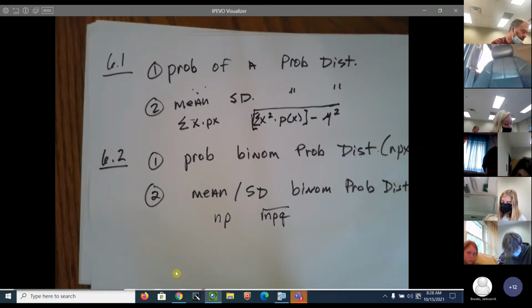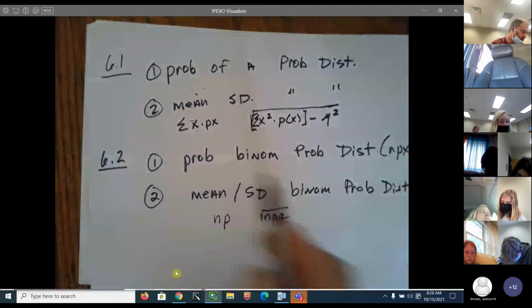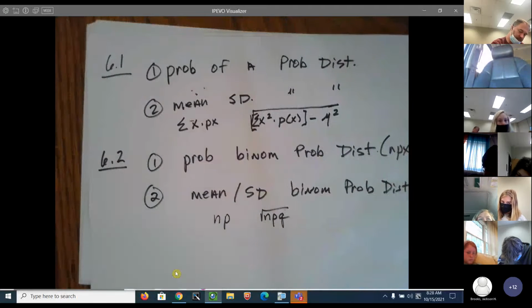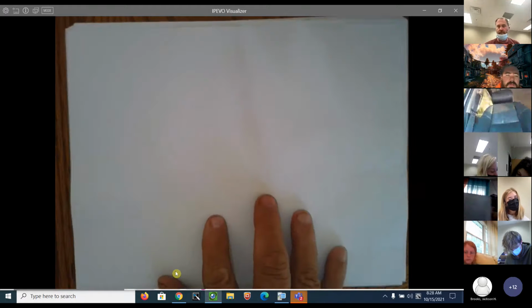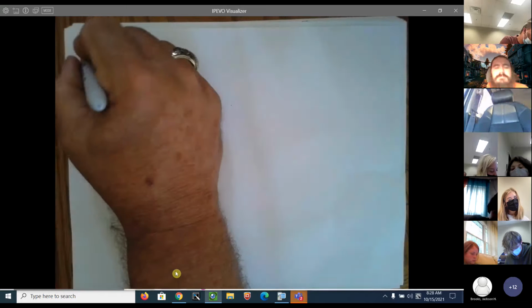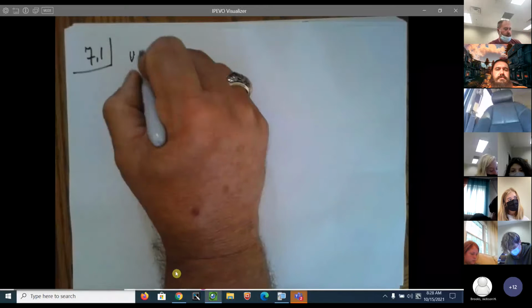And the probabilities, we just either added them up or picked them out of the chart or the table. So that's 6.1 and 6.2. Now, 7.1 and 7.2, you're going to be dealing with curves. The first curve you're going to be dealing with, and you're only talking about 1 or 2 questions on the test, is uniform distribution.